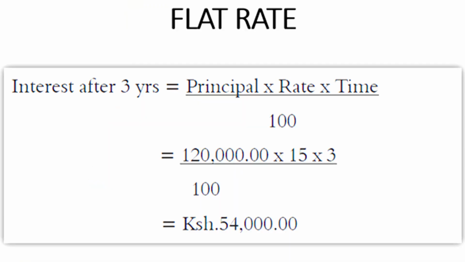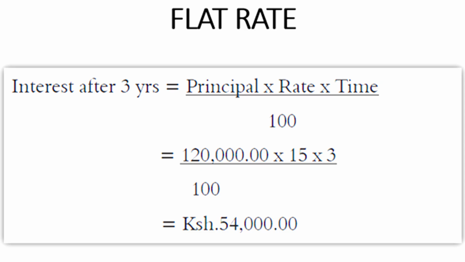What a flat rate regime assumes is that you will pay the same interest amount every year across the duration without caring that at the end of year 1, for example, the loan balance has come down. So in this particular case, a flat rate interest regime assumes that every year you will still pay interest of 18,000, 18,000, 18,000. That would be principal 120,000 times rate 15% times 1 for year 1, which is 18,000.